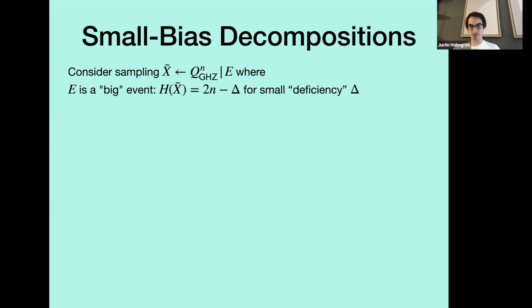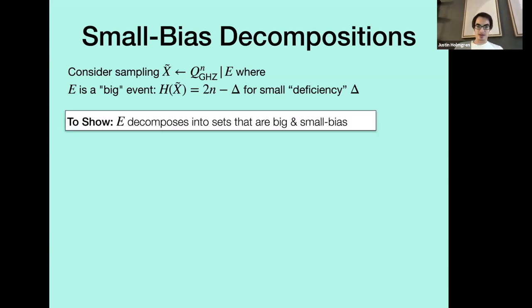And so the amount by which the entropy of the sample is less than that is what we call a deficiency. And so what we want to show is that we take this event E and we decompose it into relatively big sets that are still small bias in an appropriate linear space.